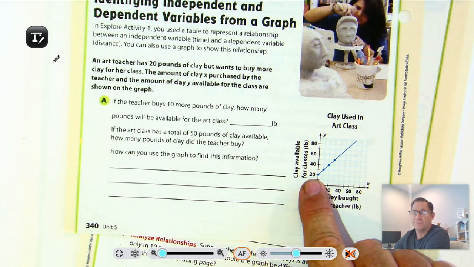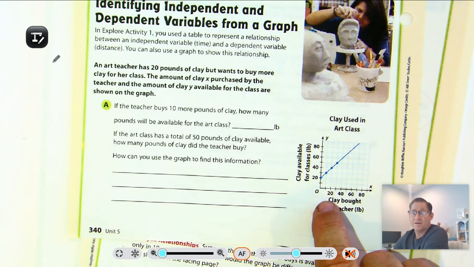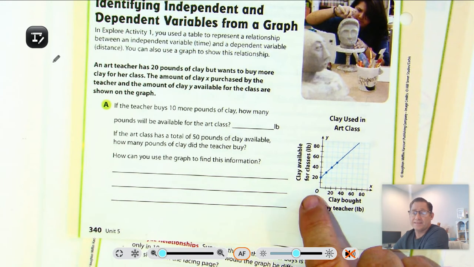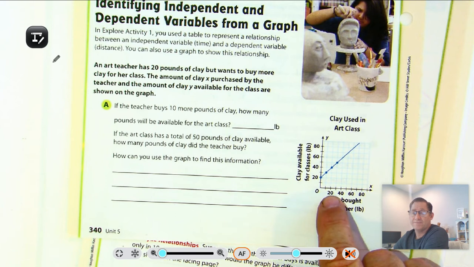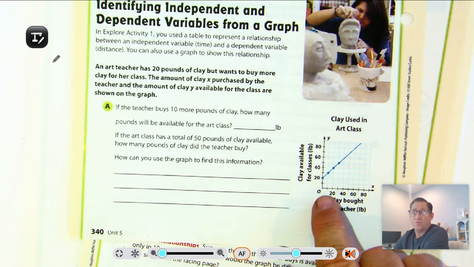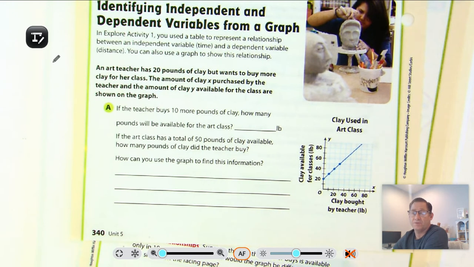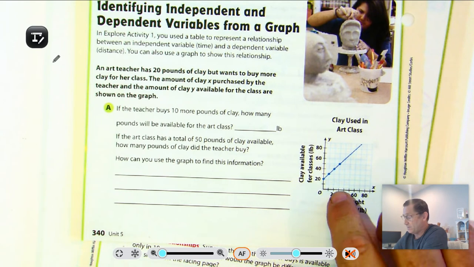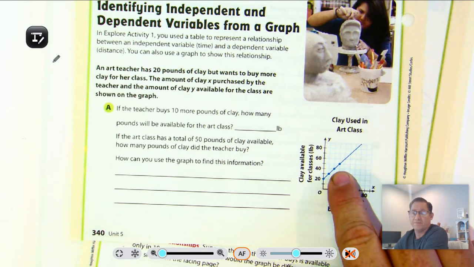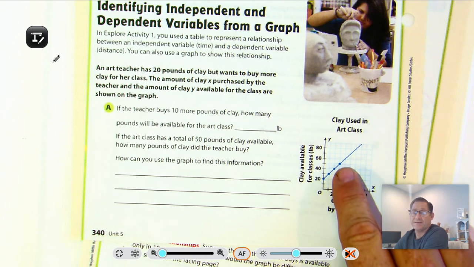So here, let's say we have 0 pounds purchased by the teacher. Well, that means she's going to have 20 pounds available for the class. That's what she currently has, right? So if she buys nothing else, she has 20 pounds. If she buys 10 pounds, how do I know that this is 10? Because it's halfway between 0 and 20. So we're counting by 10s. Each of these marks is 10. So if she buys 10 pounds, she's going to have 30 pounds available. If she buys 20 pounds, she'll have 40 pounds available. If she buys 30 pounds, she's going to have 50.